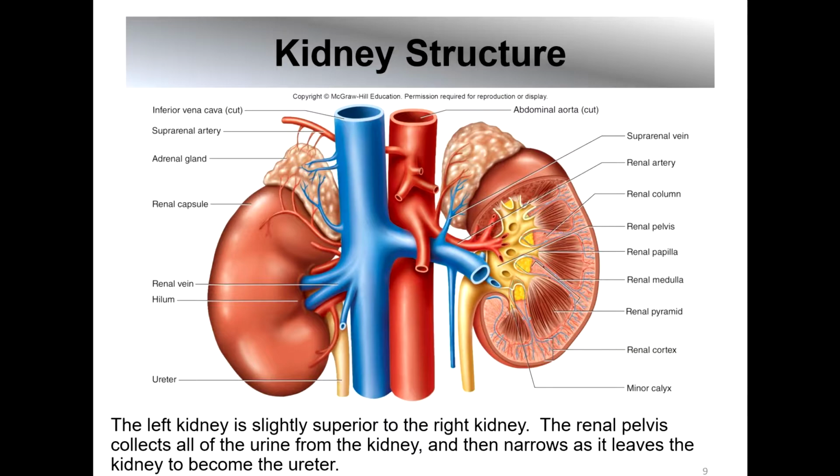All right. So here you can see the abdominal aorta and the inferior vena cava. Okay, and so coming off of the inferior vena cava, you're going to find the renal veins. And then off of the aorta, you will find the renal arteries, okay, that supply the kidneys.